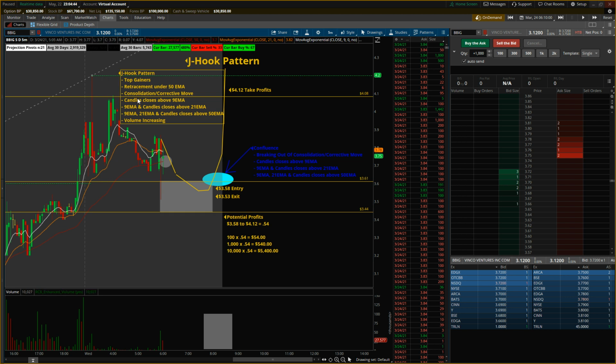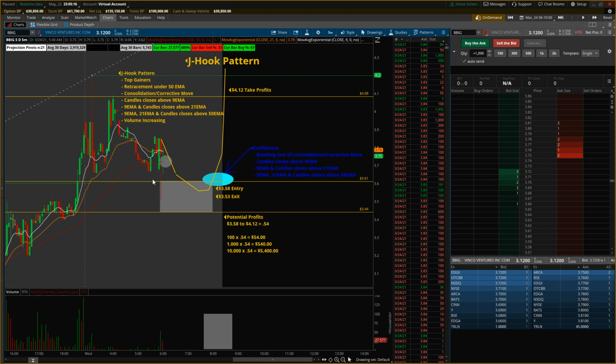And then you have your candlesticks closing above the 9 EMA, and your 9 EMA and candlesticks closing above the 21, and then 9, 21 and candles closing above the 50 with some volume. I have this volume up here, and you can see even right now at this point, about six in the morning, on a current bar it's 480%. And so that's what we want to see. We want to see above average volume. That's something in the Think or Swim program you could set up.